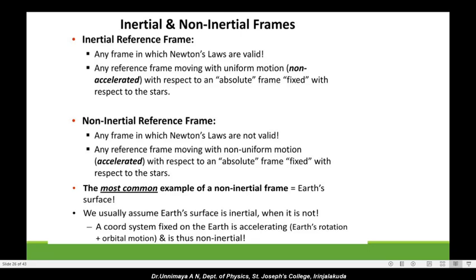So we can consider Earth as a non-inertial frame. But we usually assume Earth's surface is inertial. Actually it is not inertial, but we assume Earth's surface is inertial.